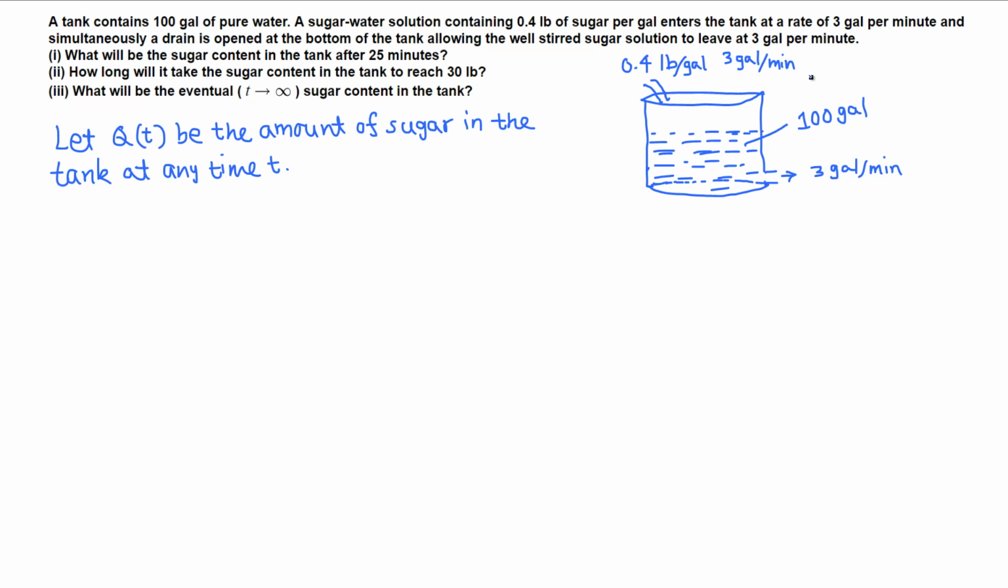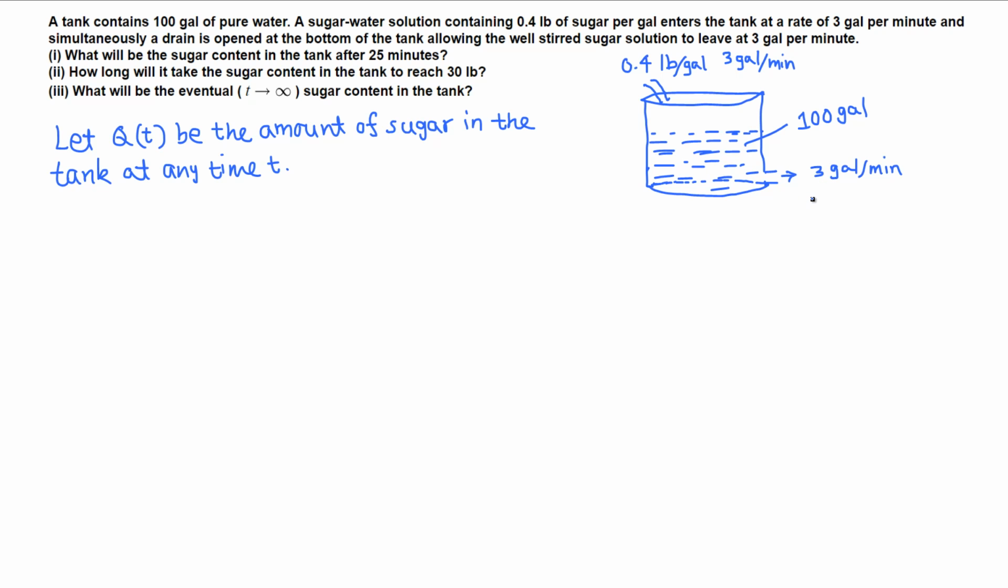Okay, and it says a sugar water solution containing 0.4 pounds per gallon, that's the concentration, enters the tank at a rate of 3 gallon per minute. Okay, this is the flow rate in, and simultaneously a drain is open at the bottom of the tank, allowing the well stirred sugar solution to leave at 3 gallon per minute. So we need to find the concentration of the leaving sugar solution.